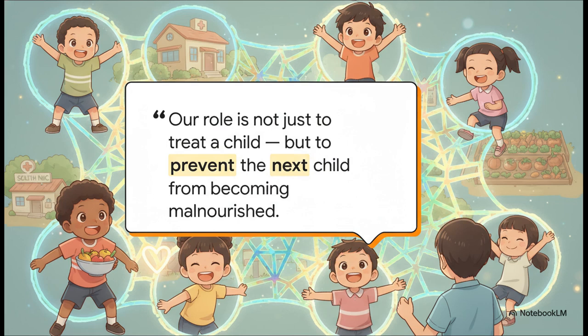And really, that's the ultimate takeaway, isn't it? We started with the story of one little boy to understand the details, but the real goal of public health is not just to treat the child who's sitting in front of you. It's to build a system, a society, where the next child never gets malnourished in the first place. And that leaves us with a pretty big question. What can each of us do to help build that world?